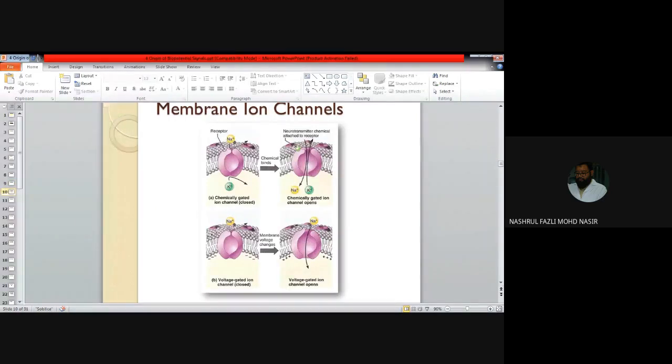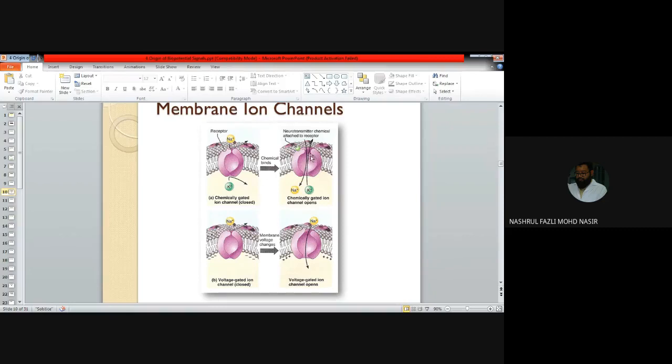Okay, so this is how it looks. This is the membrane ion channel. You have the natrium here, and the receptor. Now this is made from lipid. This is the ion channel, and this is your cell membrane. So it's chemically gated. Now the ion channel is closed, and here you have the neurotransmitter, a chemical attached to a receptor.